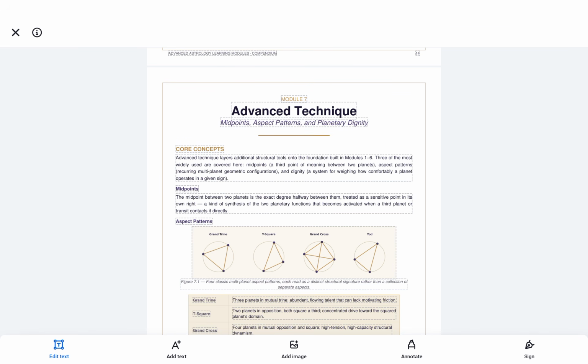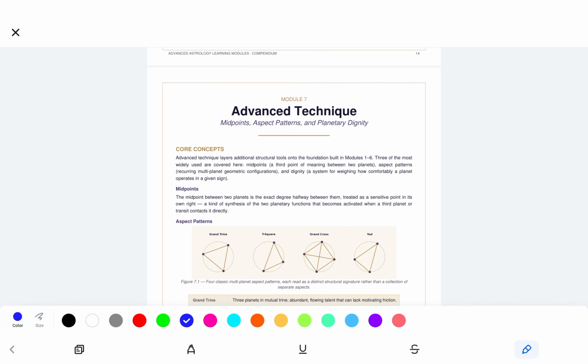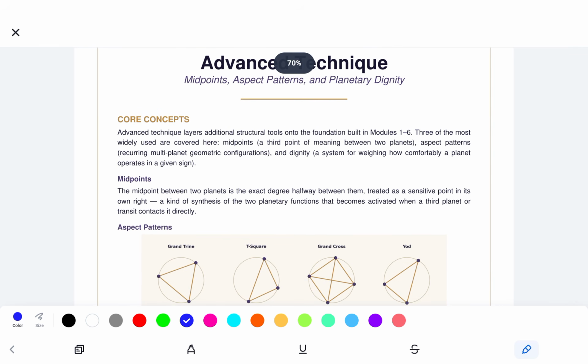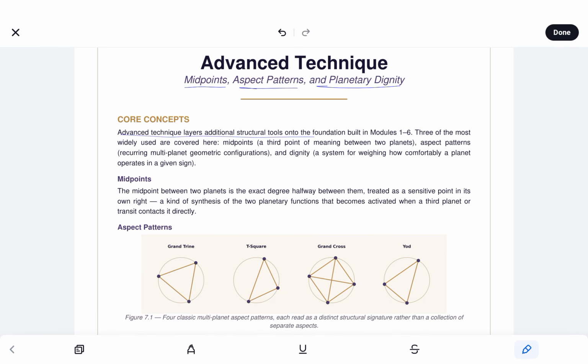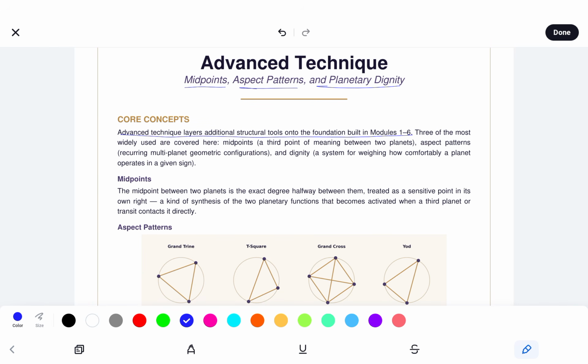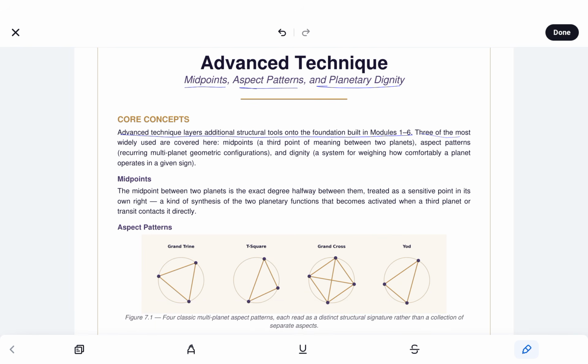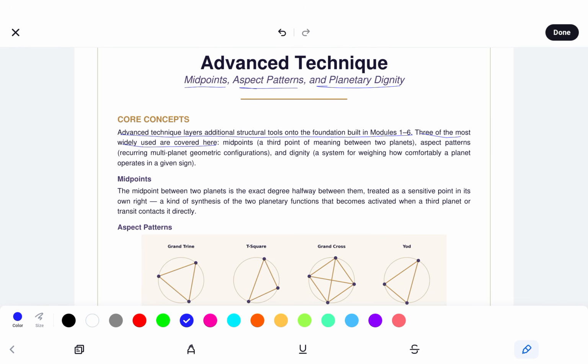So on to Module 7. Advanced technique with midpoints, aspect patterns, and planetary dignity. Advanced technique layers additional structural tools onto the foundation built in modules 1 through 6. 3 of the most widely used are covered here.